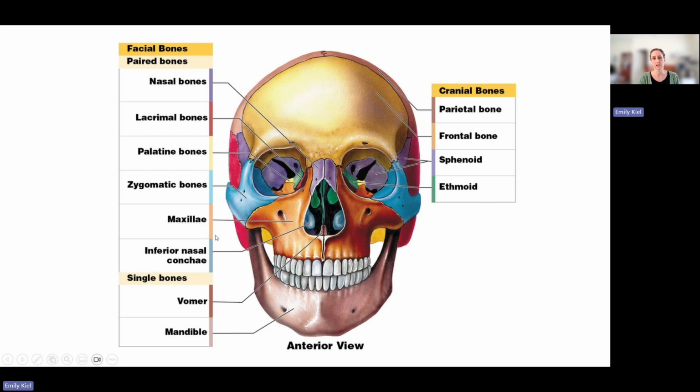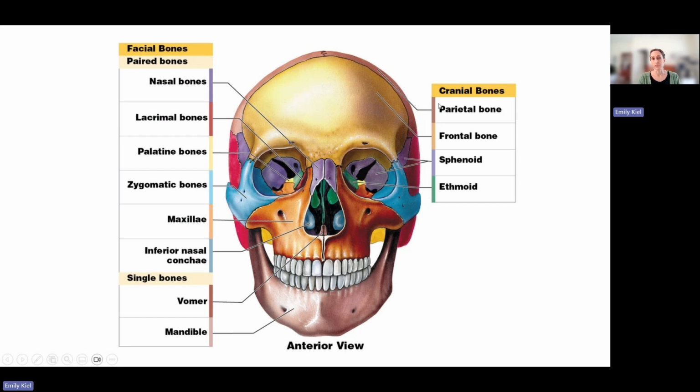You have your maxilla. I always remember that there could be a guy called Max that has a mustache, and that mustache would go in his maxilla. You've got your inferior nasal concha, which we'll learn a little bit more about in AP2. You have your vomer. That's the tiny little bone here, not paired, it's a single bone at the ventral portion of the nose, and then your mandible, that's your lower jaw.